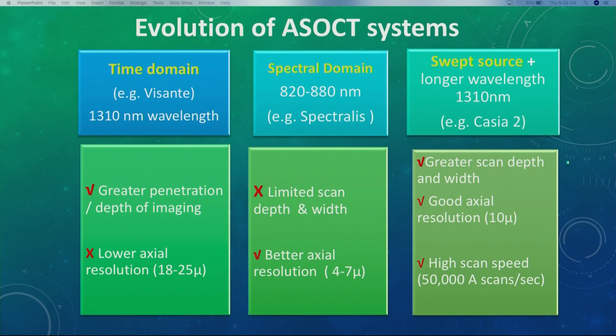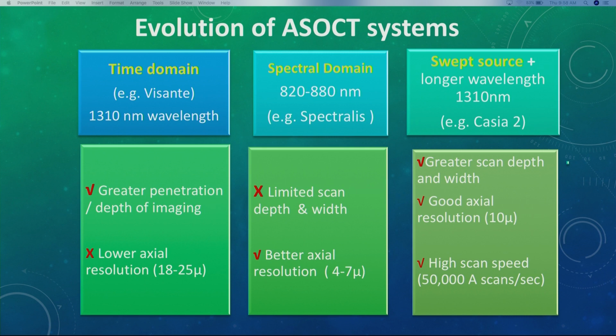So we moved on from the time domain OCT, which had a longer wavelength and hence a greater penetration and depth of imaging, but a lower axial resolution. Then next came the spectral domain OCTs, which used a shorter wavelength, for example, the Spectralis. Now this had a much better axial resolution of 4 to 7 microns, but a limited scan depth and width. And now the latest ones which we have combine the advantages of the two, which is a swept source OCT plus a longer wavelength.